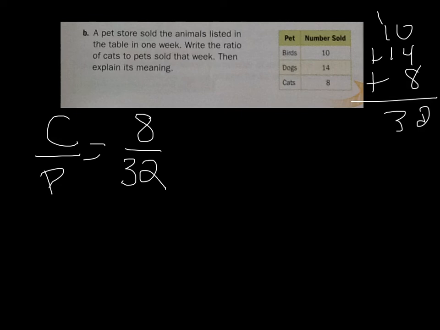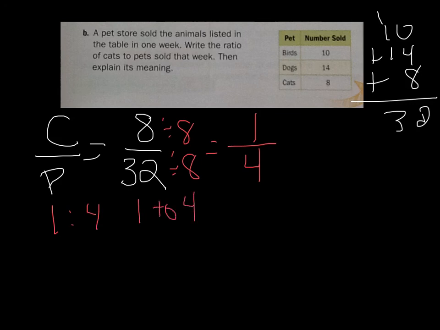Remember, we want to write it in our simplest form. So how can I simplify 8/32? Well, 8 can actually go into both of those. 8 divided by 8 is 1. 32 divided by 8 is 4. So my ratio is 1/4. Remember, if you wrote it like this, or like this, 1 to 4 that way, that is also correct. I just stuck with a fraction for this problem.